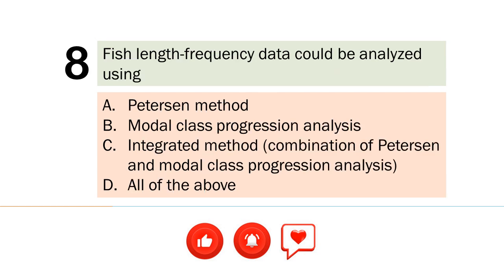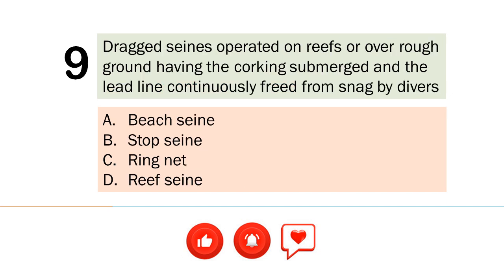Question number 8. Fish length frequency data could be analyzed using A. Petersen method. B. Modal class progression analysis. C. Integrated method, combination of Petersen and modal class progression analysis. D. All of the above. The correct answer is letter D. All of the above.